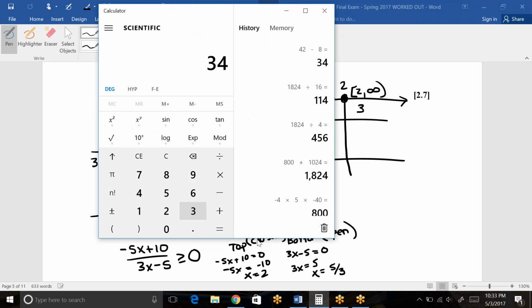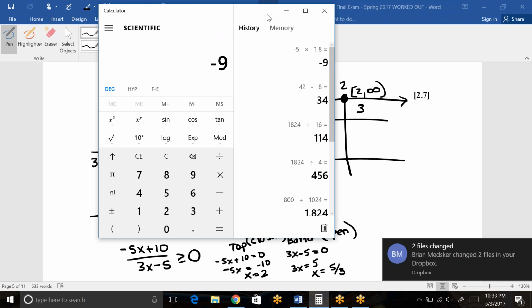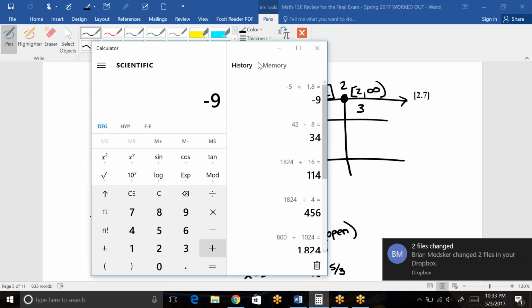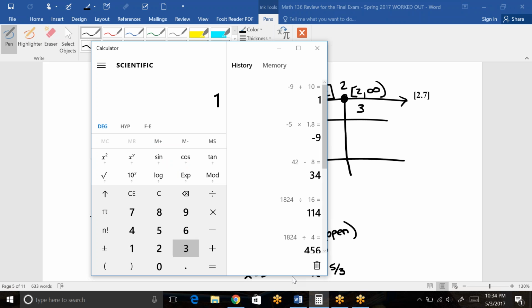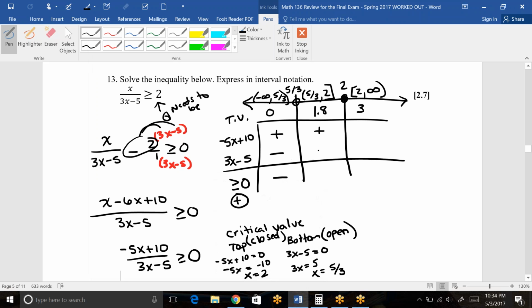We'll need our calculator for the next one because it's a decimal. So negative 5 times 1.8, and then we're supposed to add 10 to that. So that comes out as a positive. Then we have to do 3 times 1.8, but then minus 5. That also comes out as a positive. So 2 positives make a positive. That is what I want, so that's definitely an answer region.